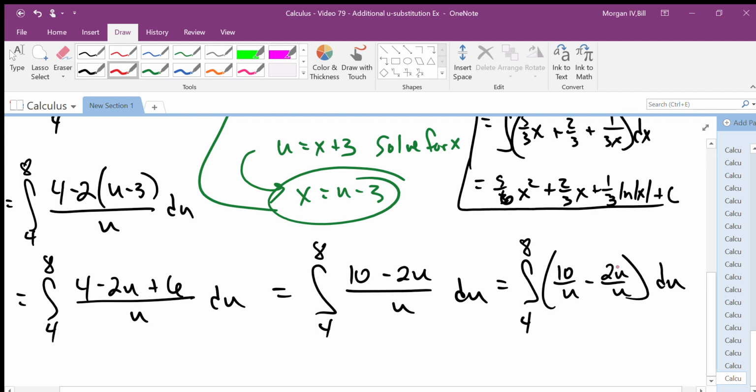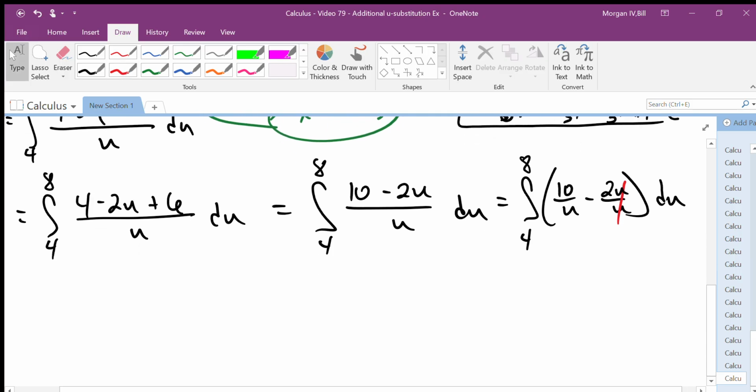2u over u, the u's cancel, so that's just 10 over u minus 2, and that we can integrate each individually. And so we get 10 over u, the integral there is 10 natural log absolute value of u, minus 2, the integral of 2 is minus 2u, evaluated from 4 to 8.